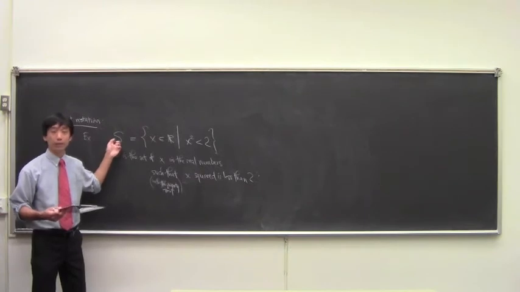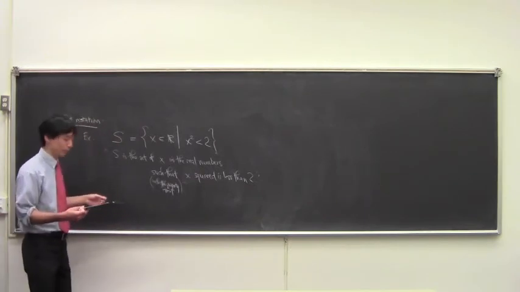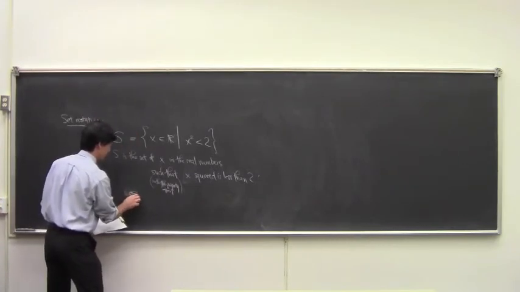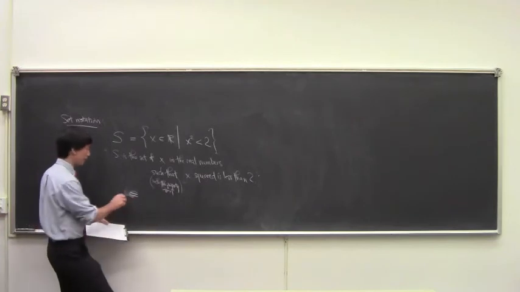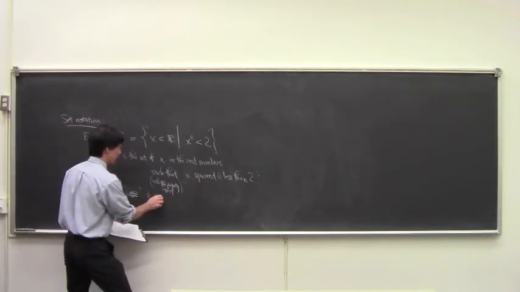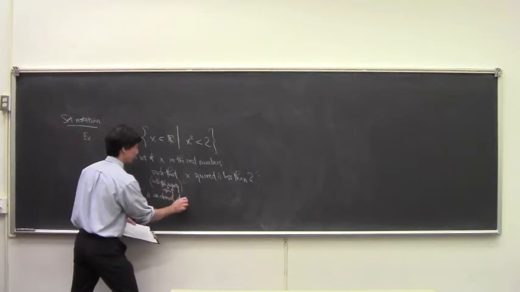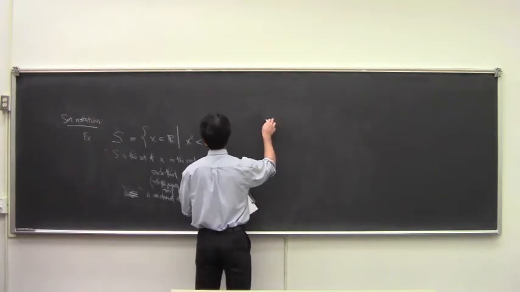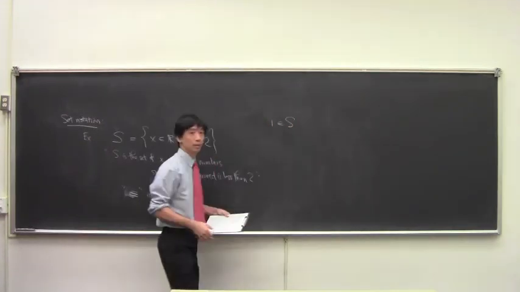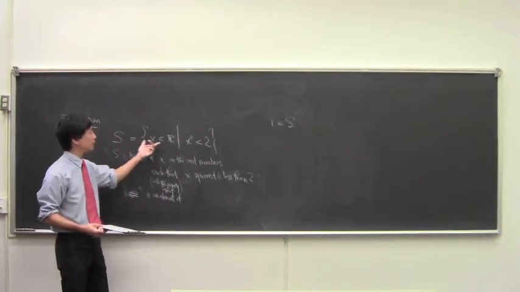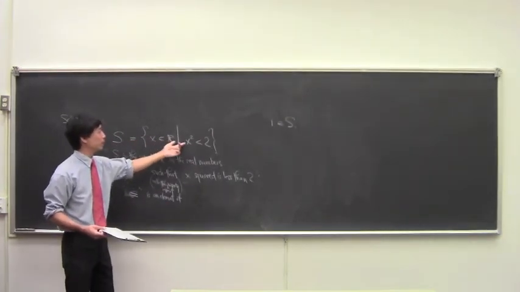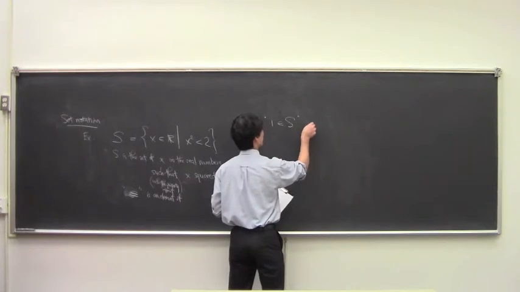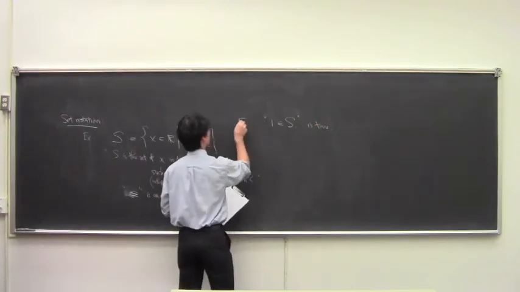Right. I'm hoping that you've all seen this sort of thing before. One thing that we've already been using is this symbol, which means is an element of, right? Is a member of. So if I say that 1 is an element of S, that's true, right? Because 1 is a real number whose square is less than 2. 1 is an element of S, it's true. For example.